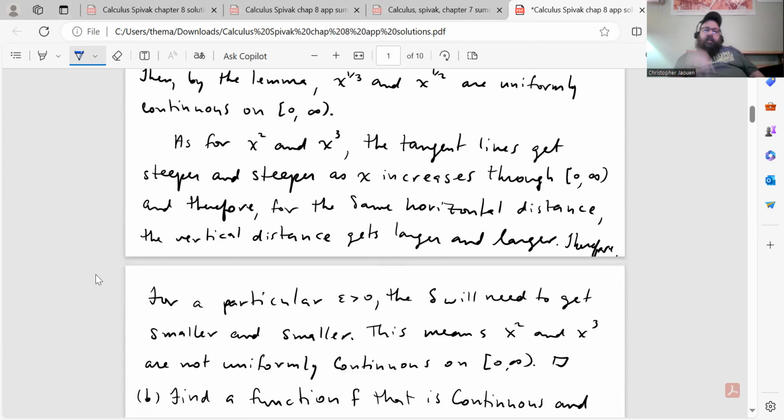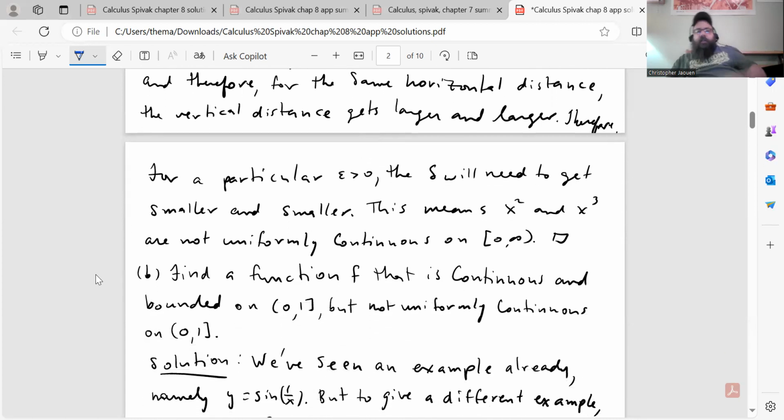All right, as for x squared and x cubed, instead of the tangent lines getting less and less steep, they actually get more and more steep as x increases without bound on the interval from 0 to infinity. And therefore, for the same horizontal distance, the vertical distance gets larger and larger. Therefore, for a particular epsilon greater than 0, the delta will need to get smaller and smaller, which means that x squared and x cubed are not uniformly continuous on the interval from 0 to infinity. Right, and that's part A.